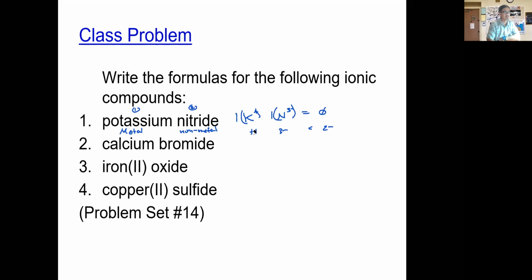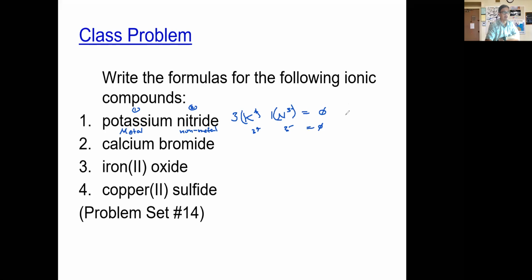So how can we achieve then a neutral charge? Well, hopefully you recognize here then that if we had 3 potassiums, not just 1, but if we had 3 potassiums, then we'd have a 3 plus charge here. That would balance out the 3 minus charge here, and therefore then we get a net charge of 0.